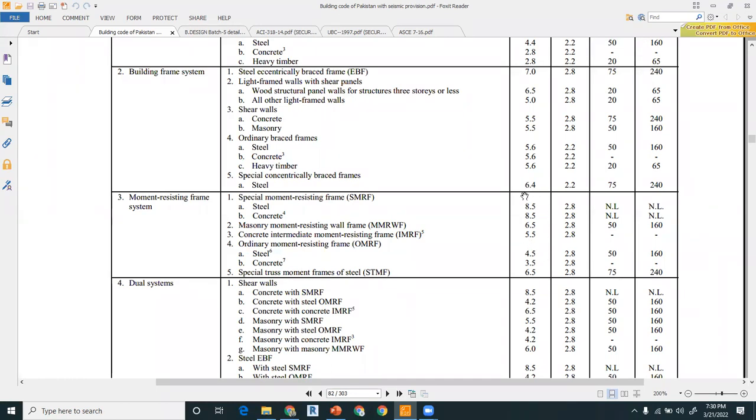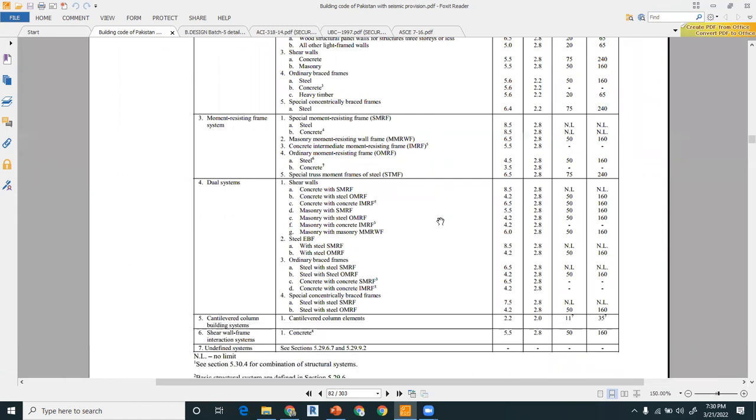So what will happen if you take the R value greater or less? If you take the R value greater, for example, 8.5, the base shear will be less on the structure, right? Because you have told your ETABS that my structure is stiff, right? So the base shear will be less. So if you take the R 5.5, the base shear will be more, so more reinforcement will be required. If the R value is 3.5, so more base shear, more demand on the structure, more reinforcement will be required, right?